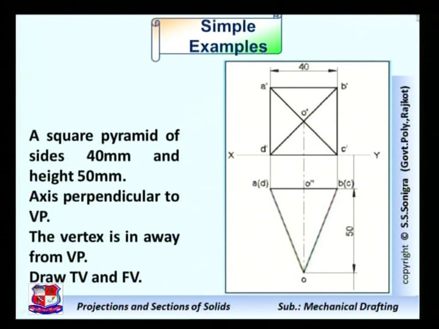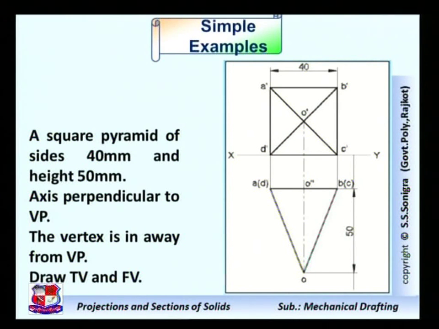And by joining these two diagonals A dash C dash and B dash D dash, we can find out the apex point, or it is called the vertex point O dash. From this vertex point O dash, draw a center line like this, and this is the base and height is 50 mm, which is given in the data. So locate this point and draw this triangle, and this is the solution for the given problem.